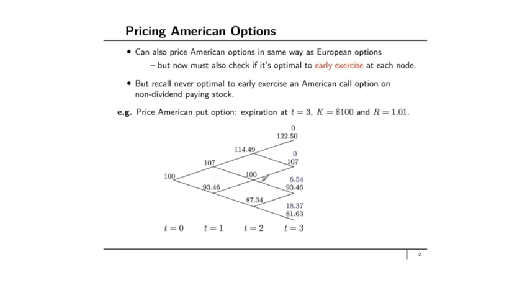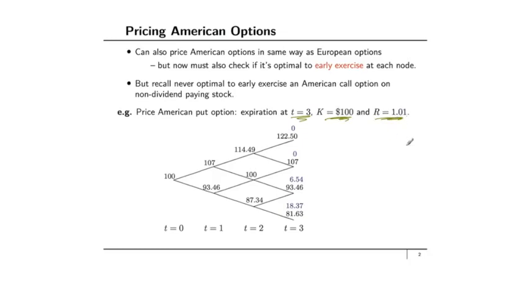First of all, recall that it is never optimal to exercise early an American call option on a non-dividend paying stock. We saw that in an earlier module. So we're actually going to consider pricing American put options here. The put option is going to assume a maturity of t equals 3, a strike of $100, and we'll assume the gross risk-free rate per period is 1.01.